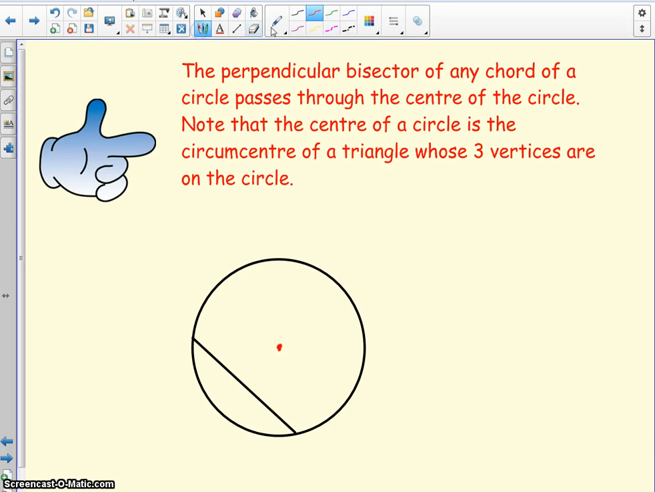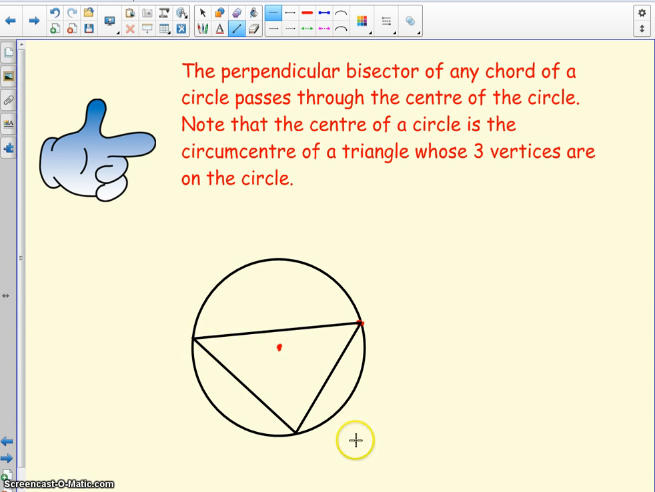Let's say I add another point on here, somewhere on the circle. Let's say here. And I make a triangle from those 3 points. Okay, because these 3 points are on the circle, these 3 points are all going to be the exact same distance from the center. That distance will be the radius. So that distance and that distance are the same.